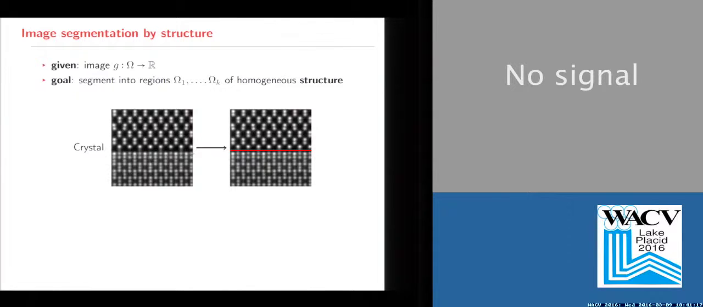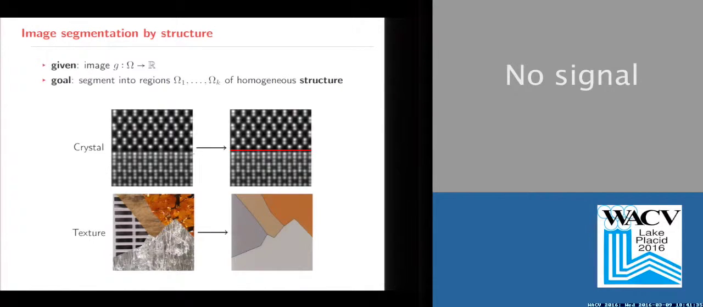an image that consists of different regions of a different structure. And this could be, for instance, a crystal image like here, which is from electron microscopy applications. So here the notion of structure would be pretty strict. It's piecewise periodic in the ideal setting. But it could be also a little bit more loose, like in textures.